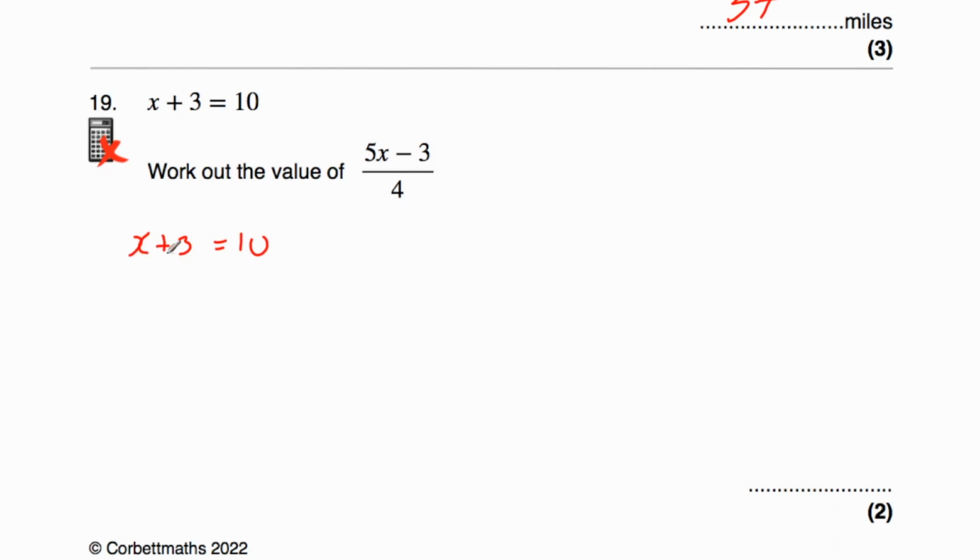So if we've got x plus 3 is equal to 10, we want to get rid of the plus 3, so we take away 3 and take away 3. On our left-hand side of our equation, we'd just be left with x. And on the right-hand side of our equation, we had 10, take away 3 is equal to 7. So we've got that x is equal to 7 here.